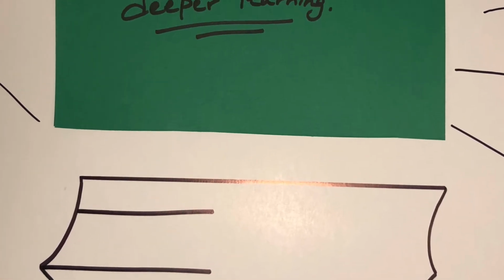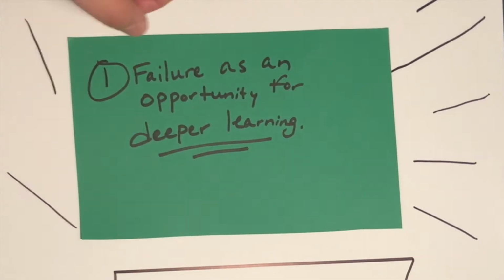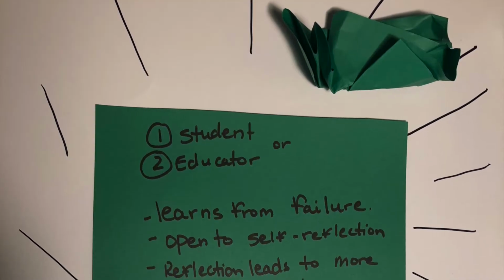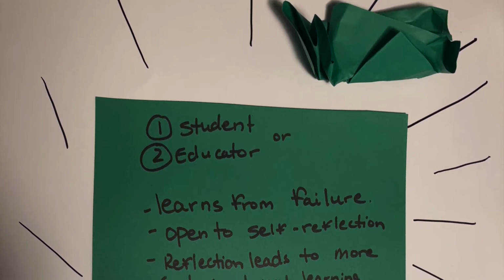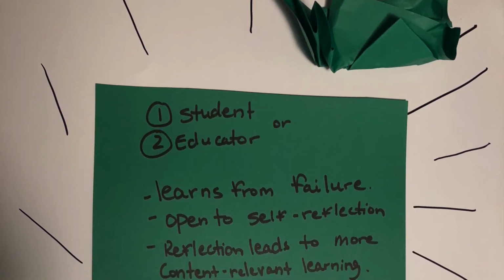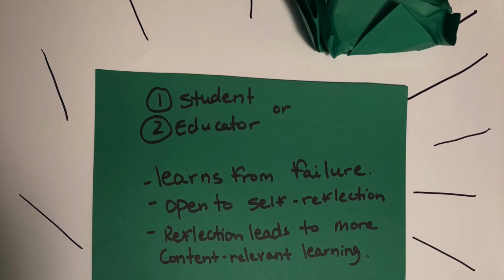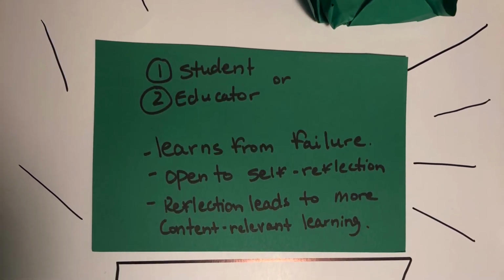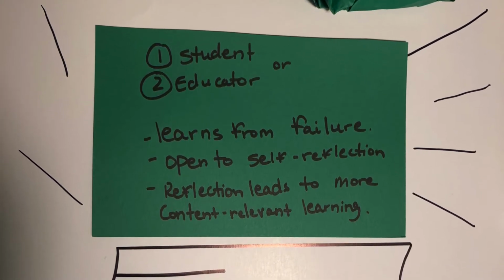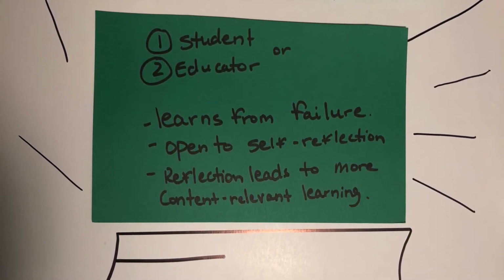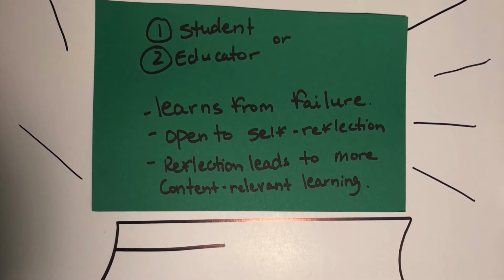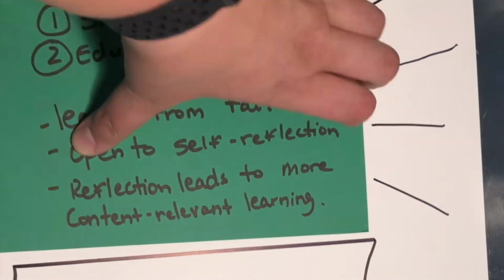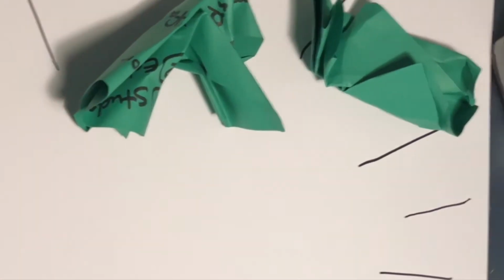So let's start with the first. Failure as an opportunity for deeper learning. Through this type of failure, a student or educator has an opportunity to learn from their failure and view it as a learning opportunity through the understanding that it is a human error. This failure opens the student to self-reflection and metacognitive activities that benefit the learner. When a student fails in his or her assignment, giving them that opportunity to reflect back on that error can actually allow students to capitalize on more content-relevant learning than they would have without it.